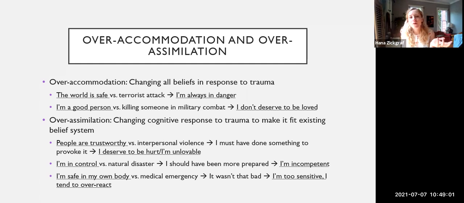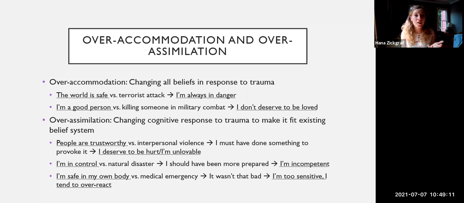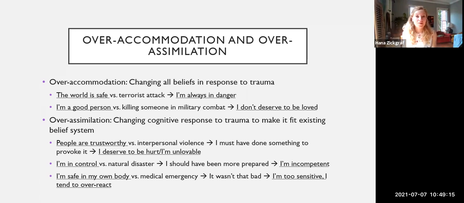Like, I thought that the world was totally safe and then something bad happened to me. I now believe that the world is generally safe, but bad things can still happen. I thought I felt safe in my own body, but then I experienced a catastrophic illness. That was horrible and terrifying, and I guess I'm not always safe in my own body, but I know that I can cope with anything that happens because I got through it. Those are examples of appropriate accommodation and assimilation that are less likely to lead to the development of PTSD.